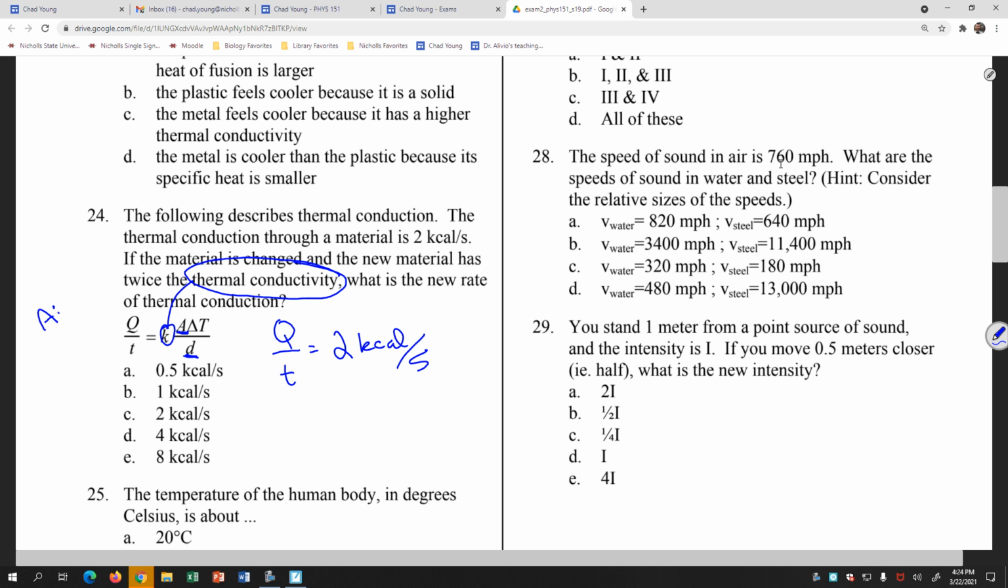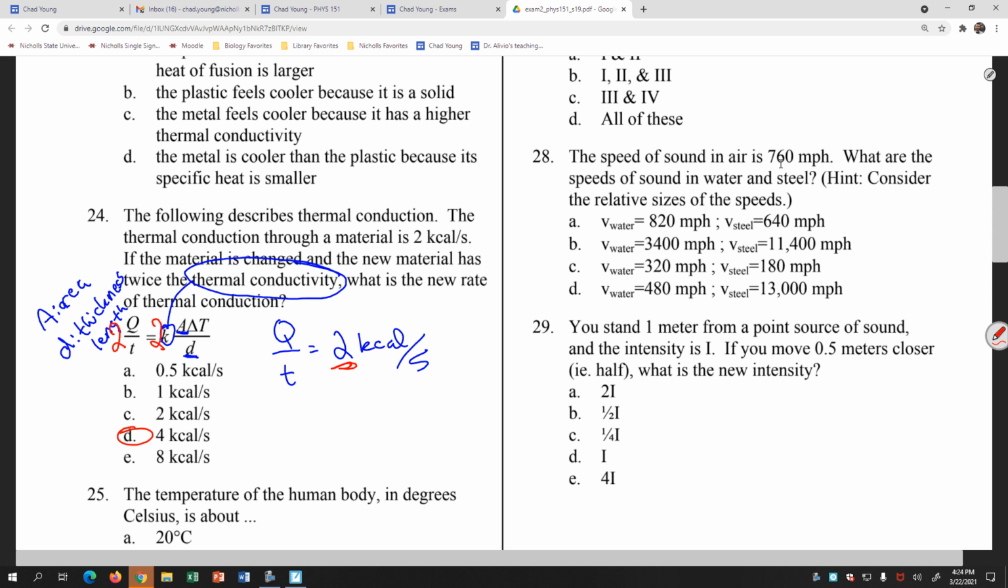So A would be area, and D would be thickness. Or I could say length, too. And what happens if I double the thermal conductivity? If I double K, that doubles my Q over T. And so whereas I had 2 kilocalories per second, now I'm going to have 4 kilocalories per second.